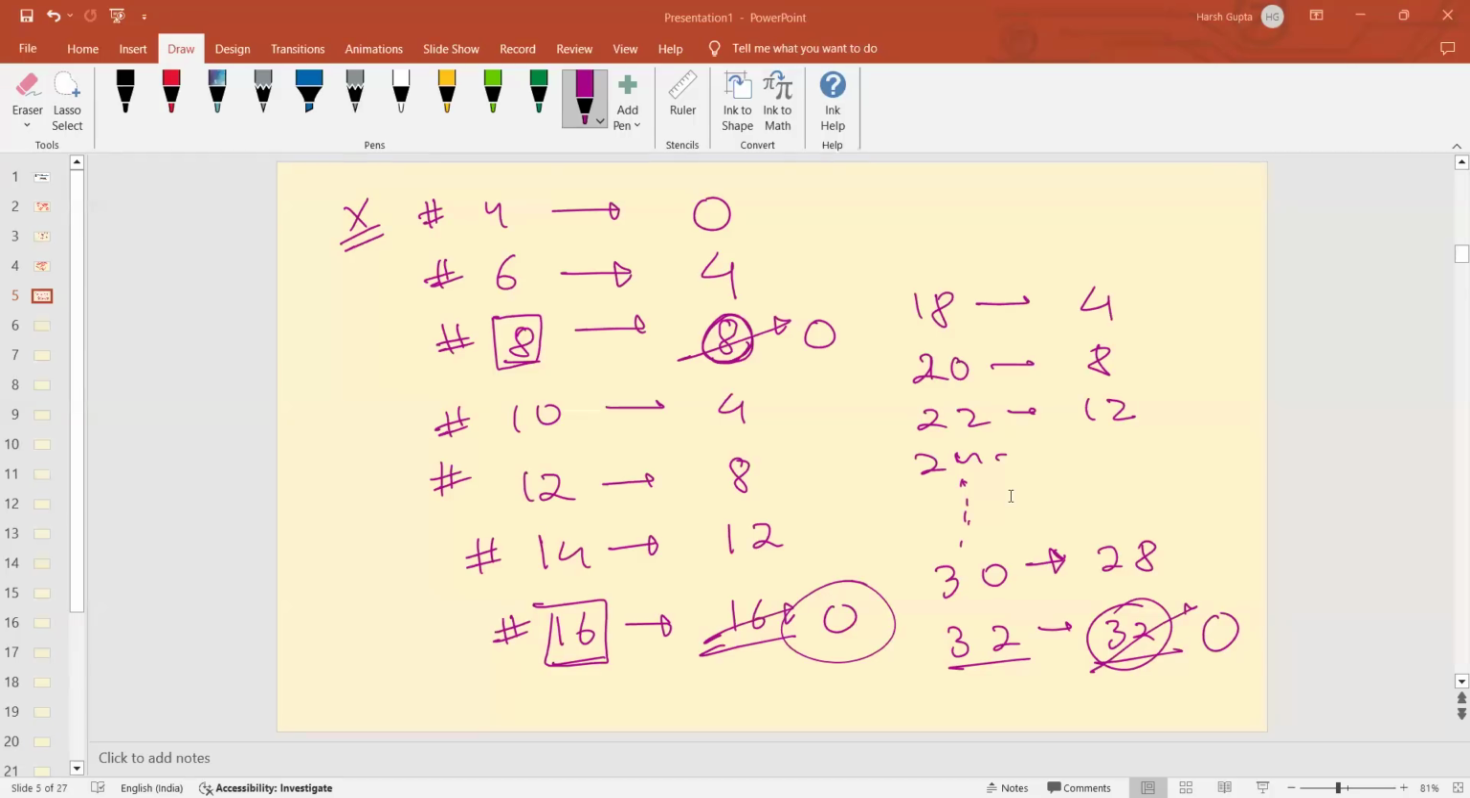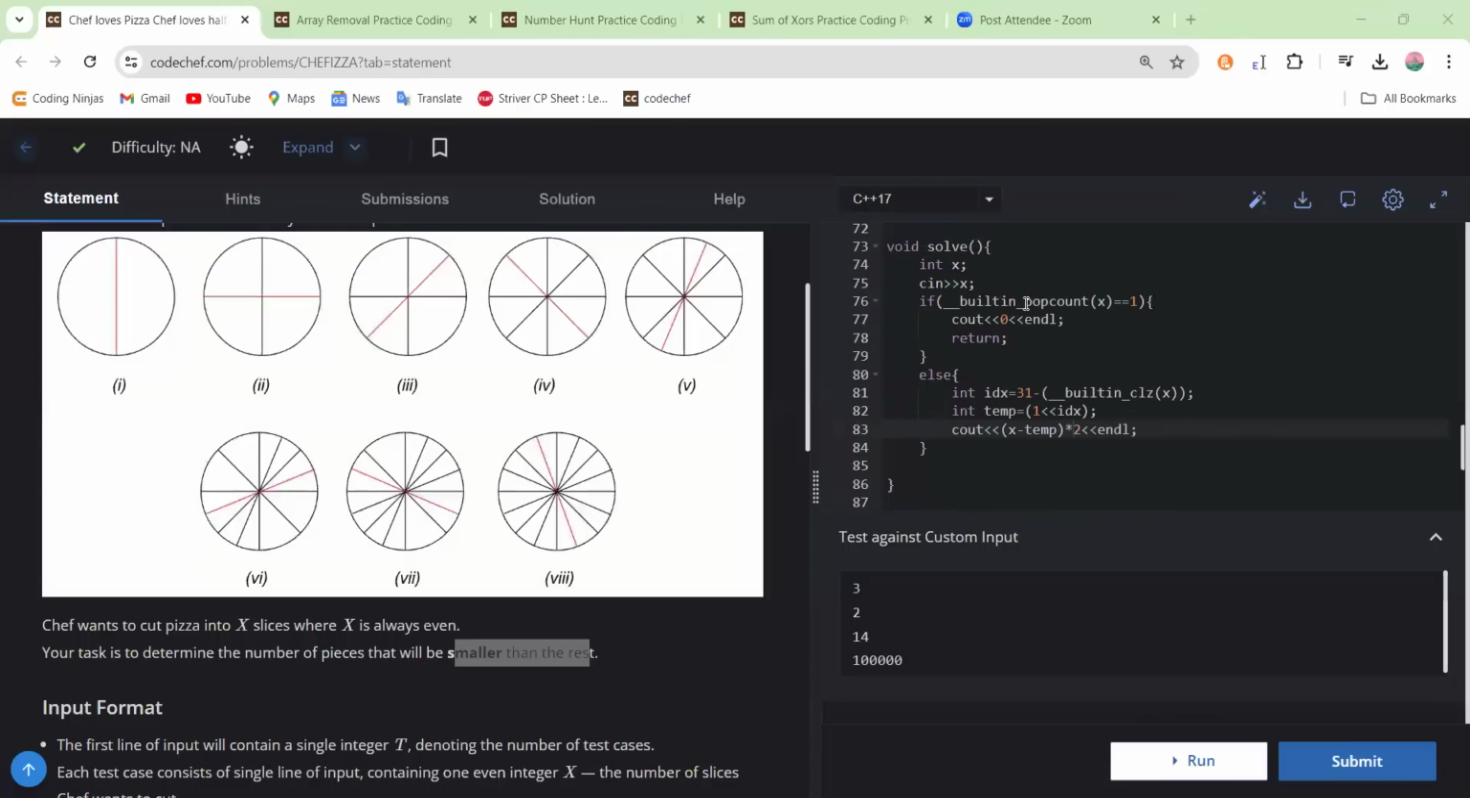So what actually is the code? The code should say that if my x is a power of 2, my answer should be 0. So I simply check the number of set bits in x. If it is 1, this means that x is a power of 2, isn't it? So in that case, I am simply printing 0 and returning.